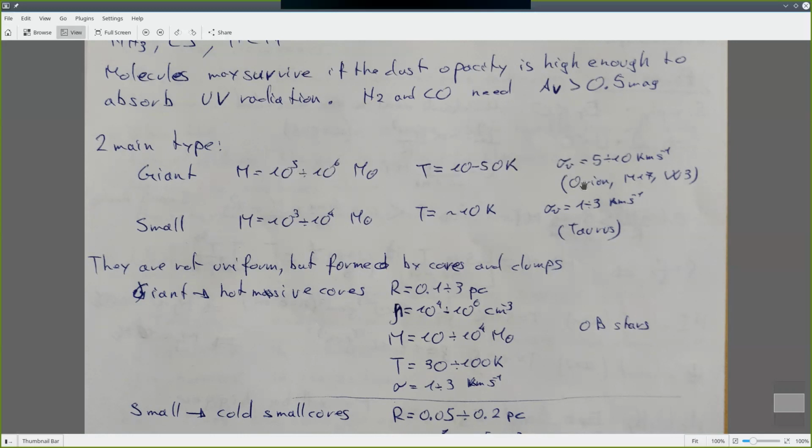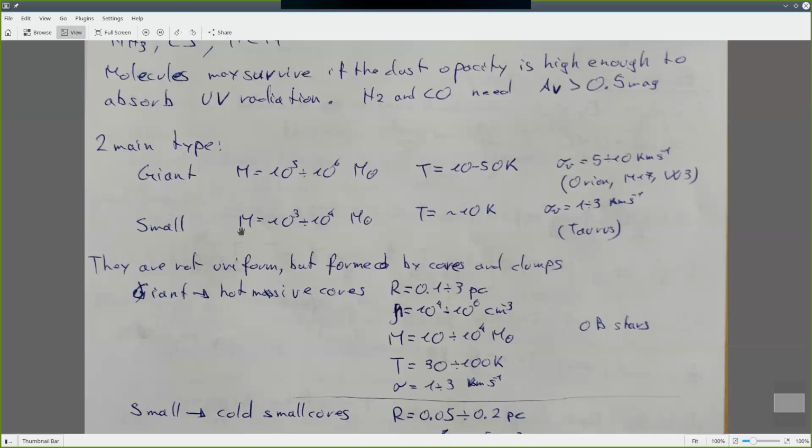Typical is what you see nearby, Orion. Essentially the constellation Orion, there is a really big nursery for stars. Almost all the constellation is filled with gas, molecular gas. And then these two clouds are present with the giants.